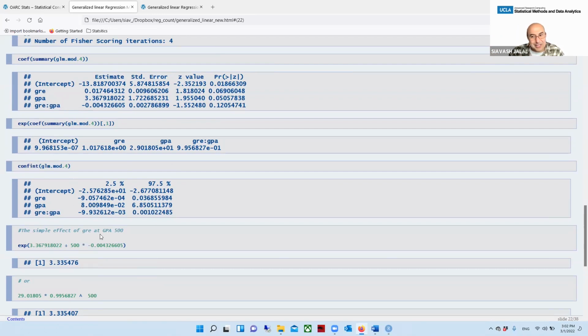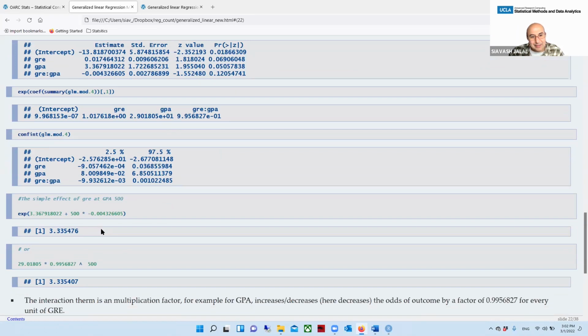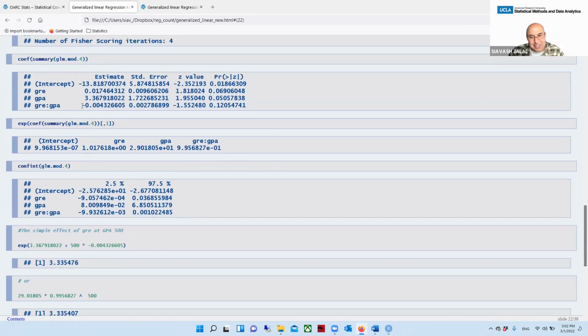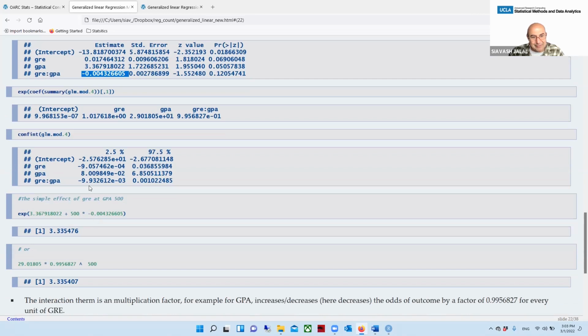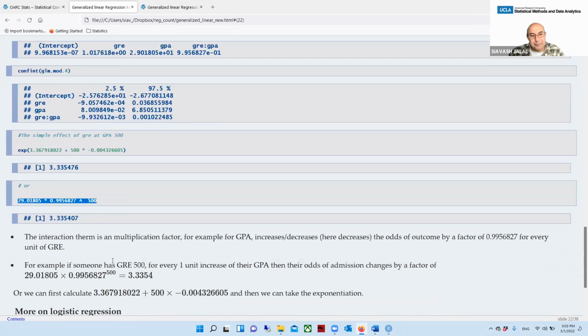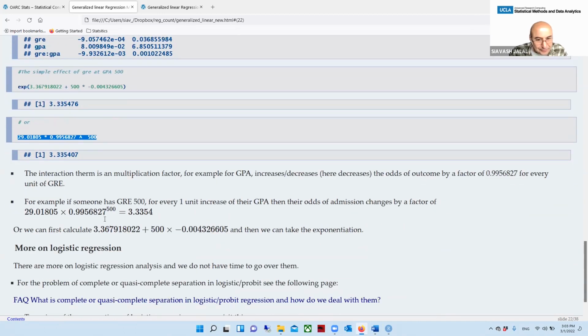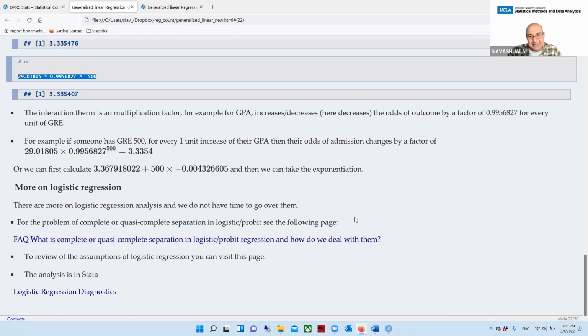Okay, any question on this? But this is basically additive here, but multiplicative when you are using the exponentiated value. So if I exponentiate those values, then I have to raise it to the power of 500 to get that simple effect. Okay, and it explains here a little bit.